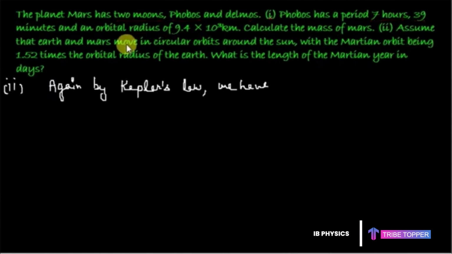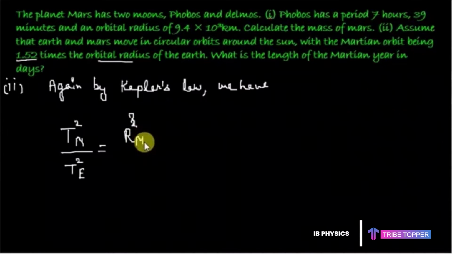And the second part, they say that Earth and Mars move in circular orbits around the Sun, with the Martian orbit being 1.52 times the orbital radius of the Earth. So what is the length of the Martian year in days? Now we know by Kepler's law again, we have that T square for Mars, its ratio to the T square for Earth, would be equal to r cube of the Martian orbit around the Sun upon r cube of the Earth orbit around the Sun.